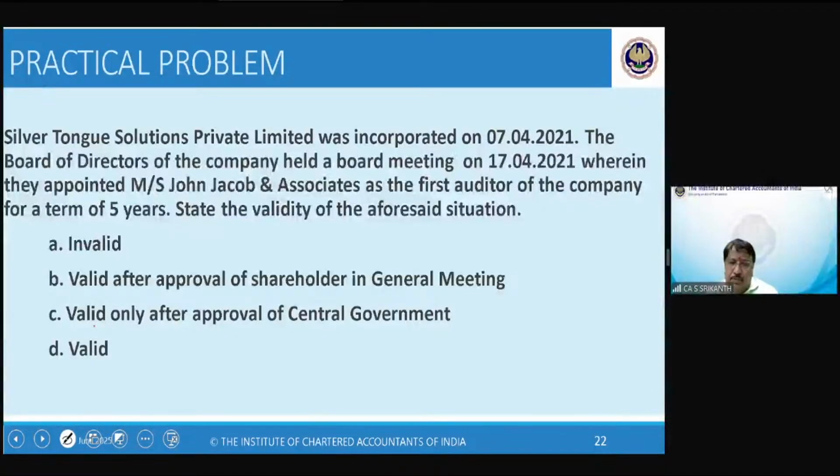Let us go on. Silver Tongue Solutions Private Limited was incorporated on 7/4/2021. The board of directors of the company held a board meeting on 17/4/2021, wherein they appointed Messrs. John Jacob and Associates as the first auditor of the company for a term of 5 years. State the validity of the aforesaid situation. Okay, so let's see whether he can give an answer.